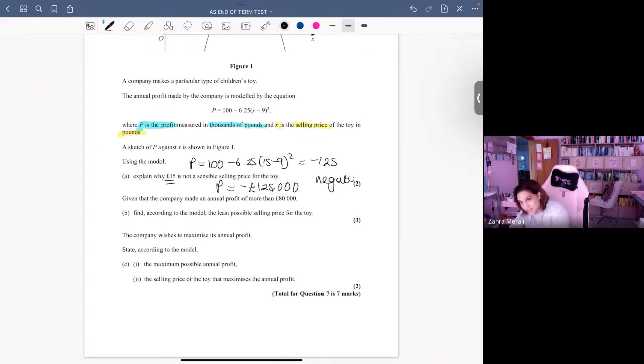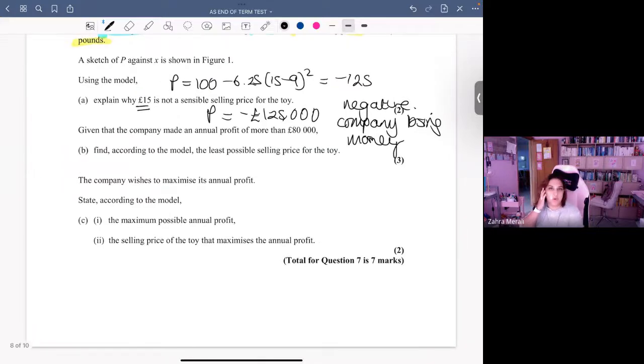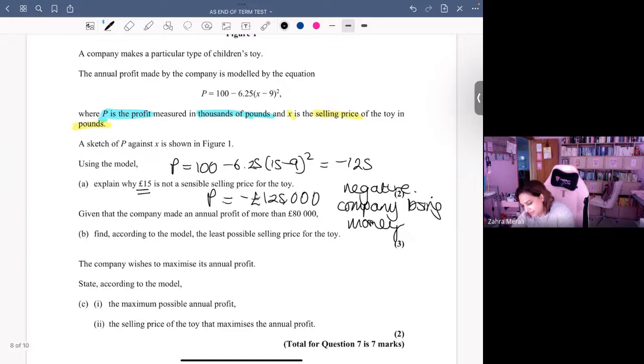So negative, company making a loss, a company losing money. Now you might have said, you know, it's making a loss, it's not positive, what should be positive. Anything along those lines is going to get you the marks. Right, now it says, given that the company made more than 80,000, find the least possible selling price.